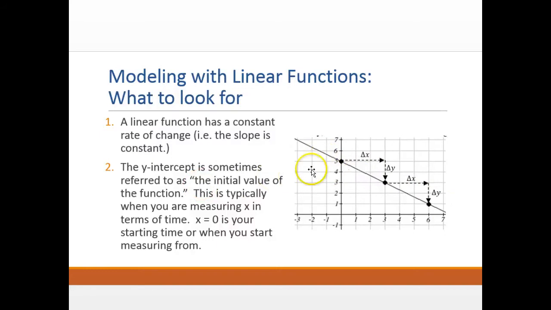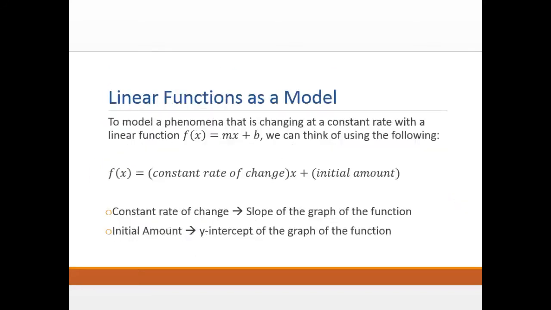Now, when I'm talking about linear modeling, whenever I pick my y-intercept, I sometimes consider this the initial value or the starting point of the function. This makes sense especially if we're measuring x in terms of time, because usually we start at time 0 and count up. Now, when I'm trying to model a linear function or phenomenon, I'm looking at f of x equals mx plus b. M is our slope, b is our y-intercept. But a lot of times I want to think of it in these terms: f of x is the constant rate of change, or slope, times x, plus the initial amount.